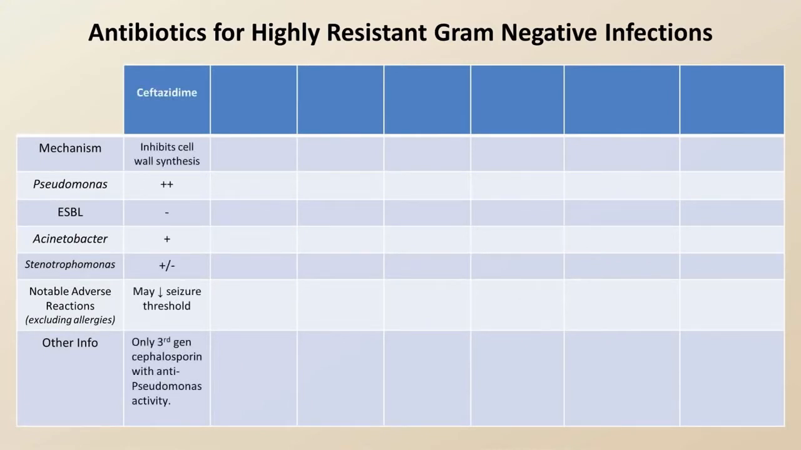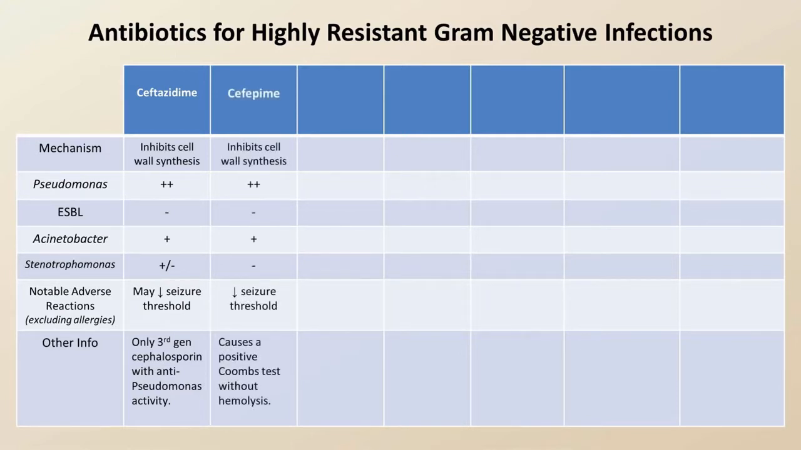Ceftazidime inhibits cell wall synthesis. It is great against Pseudomonas with some activity against Acinetobacter and unreliable activity against Stenotrophomonas. Notable adverse reactions include the possibility that it lowers seizure threshold. It's the only 3rd generation cephalosporin with anti-pseudomonal activity.